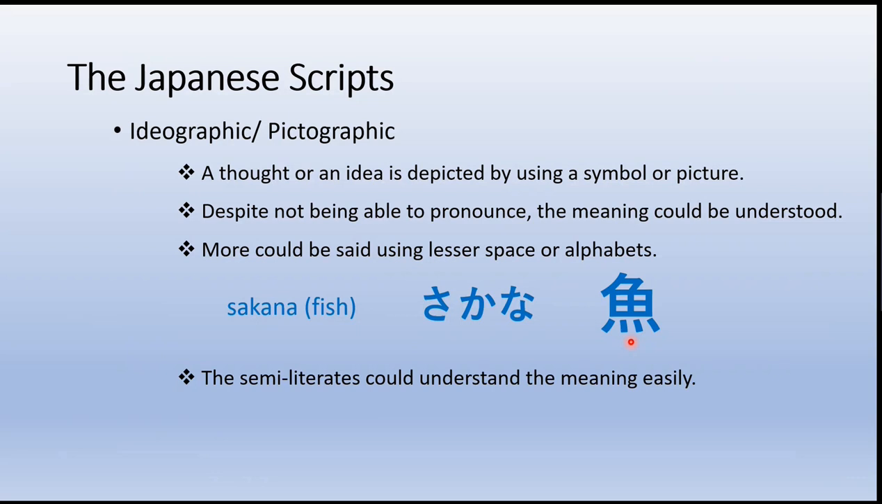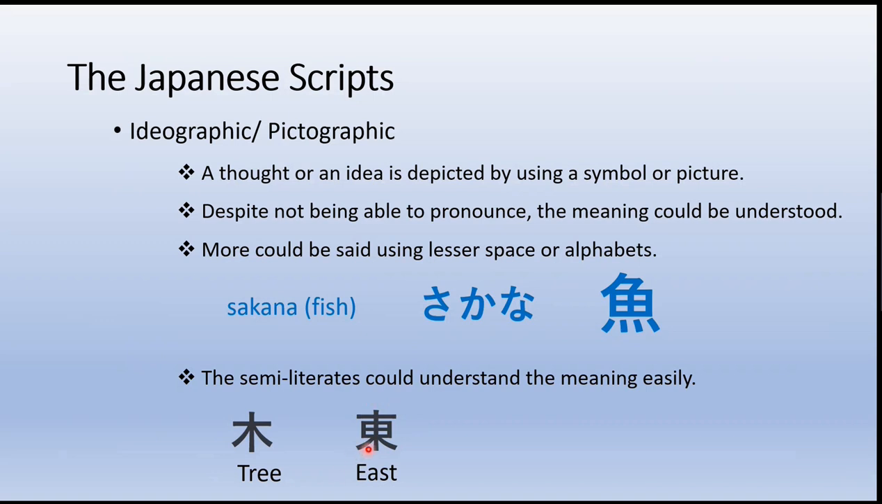Another advantage of pictographic script is that the semi-literates could easily understand the meaning of what is being said by looking at the symbol. For example, this is the symbol of a tree. This is the symbol of east direction. So let me explain how they have arrived at this symbol for east.